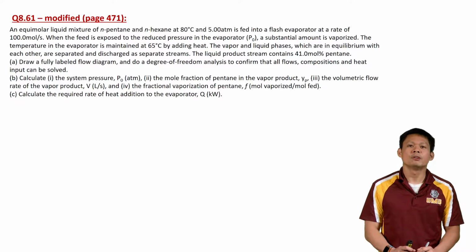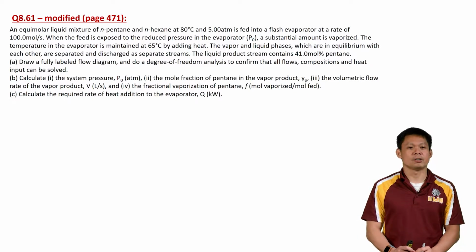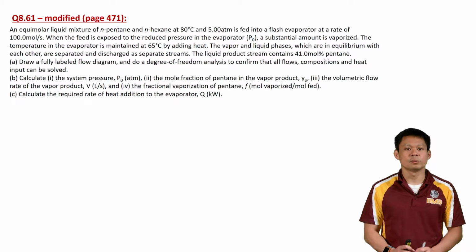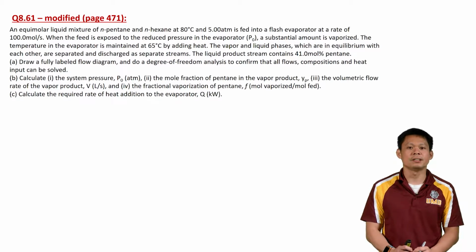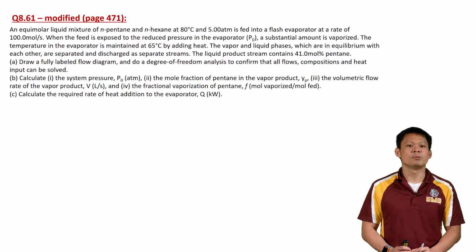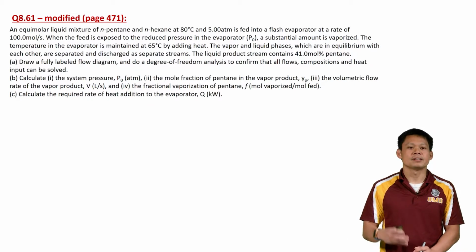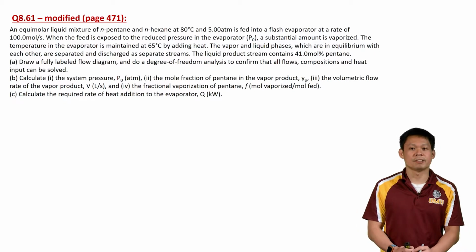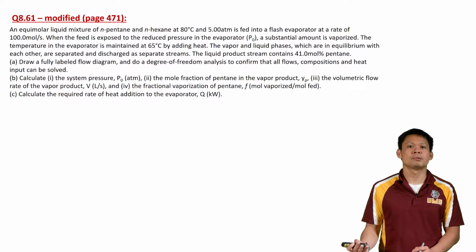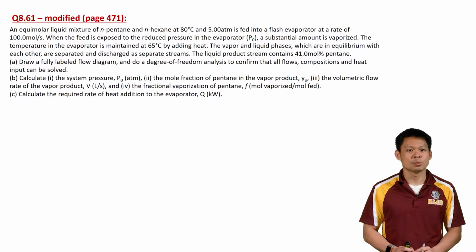Here we have an equimolar liquid mixture of n-pentane and n-hexane. We're given the temperature and pressure of this feed. It is fed into a flash evaporator at a rate of 100 moles per second. So the feed is exposed to the reduced pressure, which we don't know what the pressure is. We are supposed to find that. Some of that is going to be vaporized and some of that will remain as a liquid.